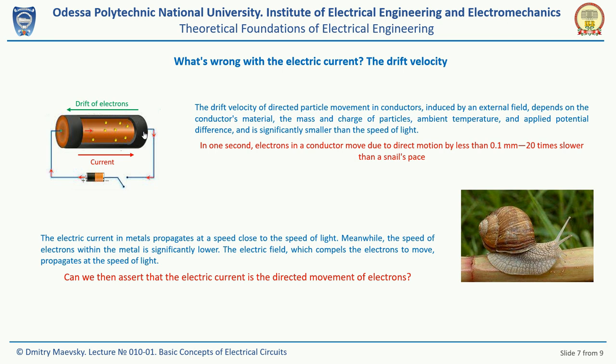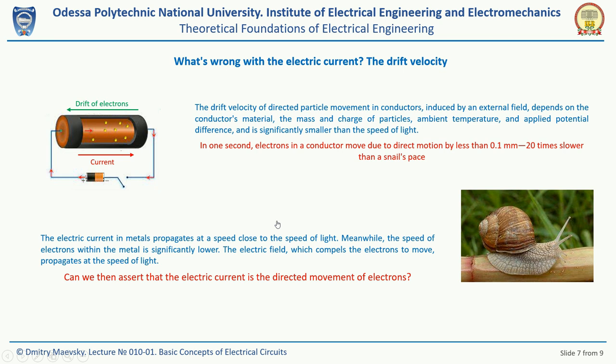However, the same experiments show that electrons, which are the carriers of charge in metals, move at a much lower speed. This speed is called the electron drift velocity and is approximately 1/10 of a millimeter per second. This is 20 times slower than the speed at which a snail moves.